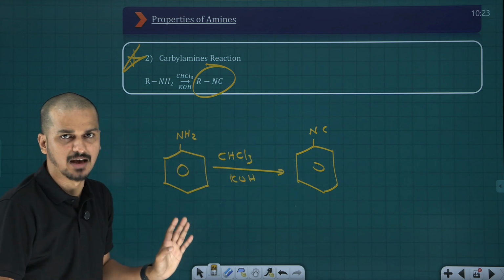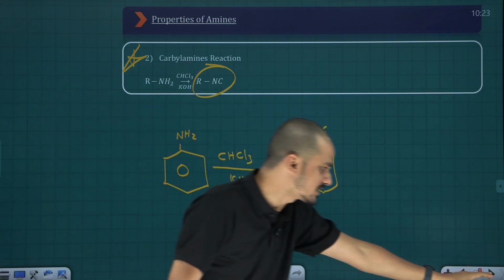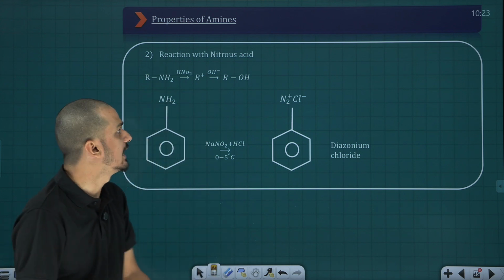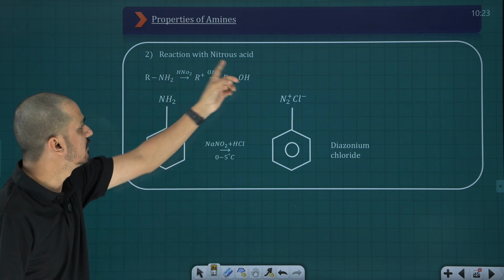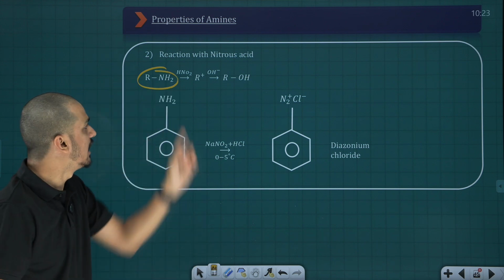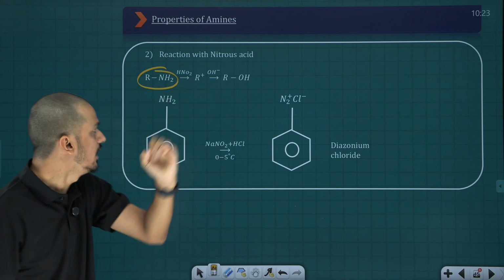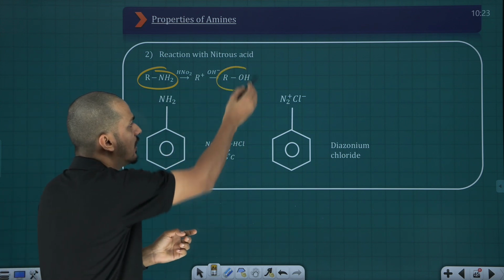That's having a foul smell. That idea you have to remember. That test is called what? Carbylamine reaction, or carbylamine test, isocyanide test. Next one, reaction with nitrous acid. If you are taking a primary aliphatic amine and treating with HNO2, from NaNO2 and HCl, that will give you what? Alcohol, you will get alcohol.